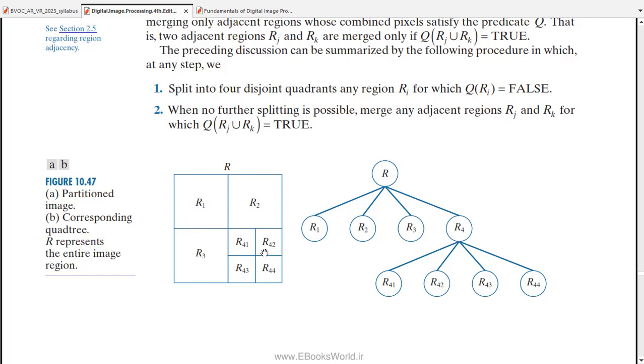Here again is a subquadrant split of R4 into R41, R42, R43, R44. How do we represent this splitting as the corresponding quadtree? Here R is the root, with R1, R2, R3, R4. Again R4 is split into R41 and so on, again 4 groups.